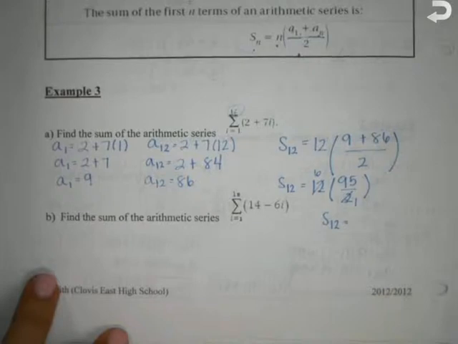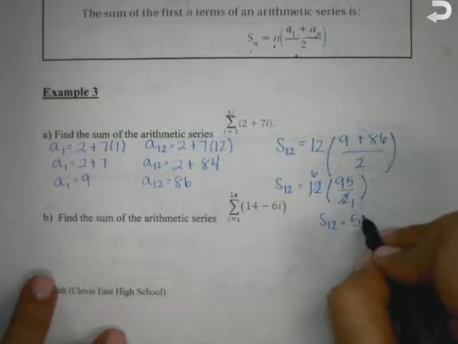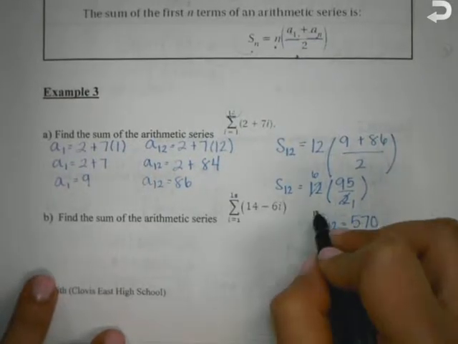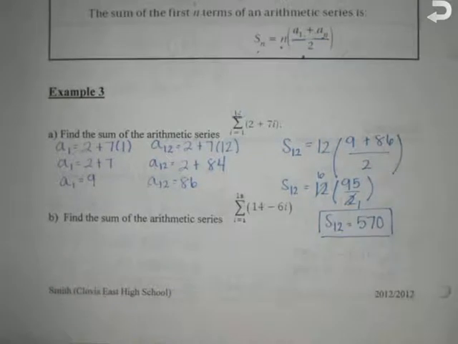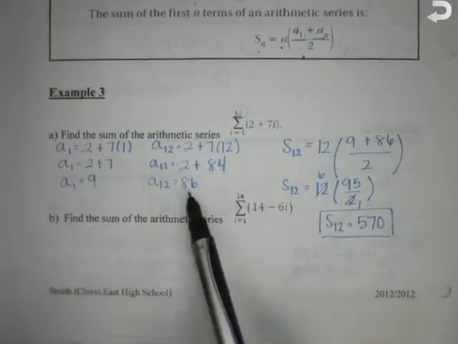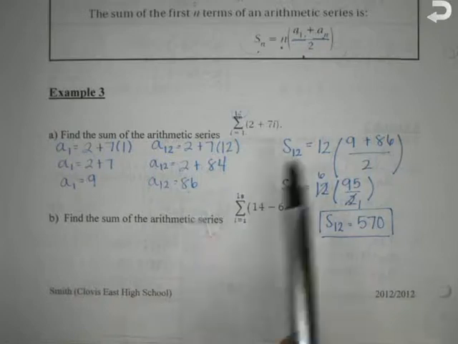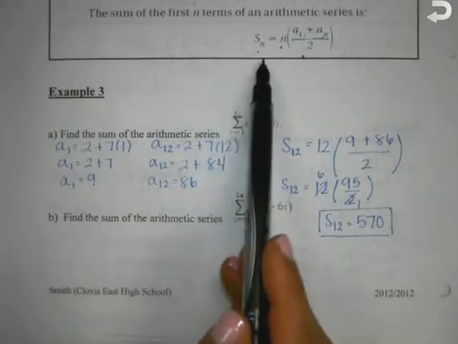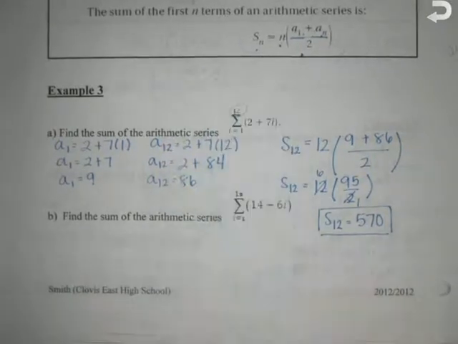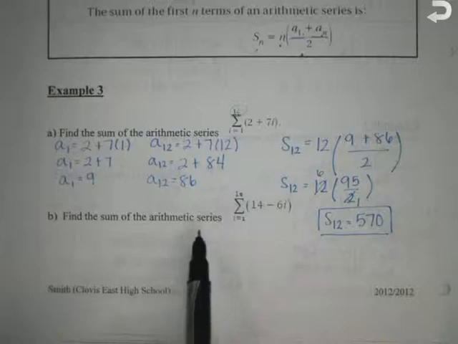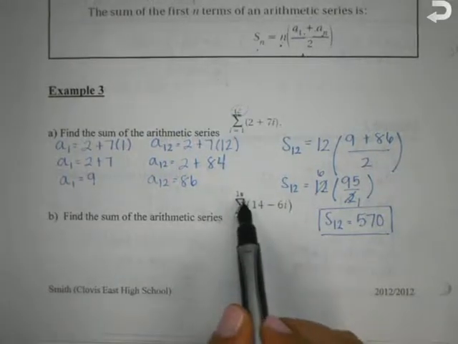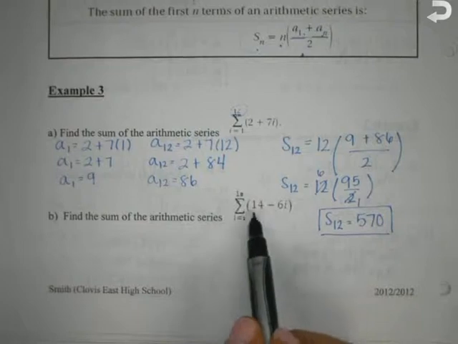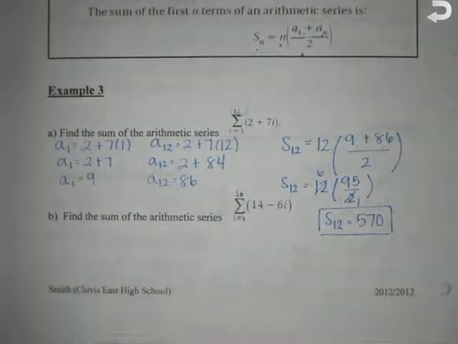So there's a little bit more work involved here. You have to find the first term, you have to find the last term, and then you can plug everything into the formula. So right now, will you guys find the sum of the arithmetic series from i = 1 to 18 of 14 minus 6i. So do all of this work for part B. Okay, so before we can find the sum, we first need to find the first term and the last term, which in this case is 18.